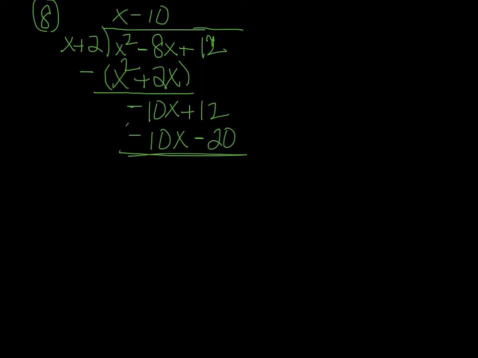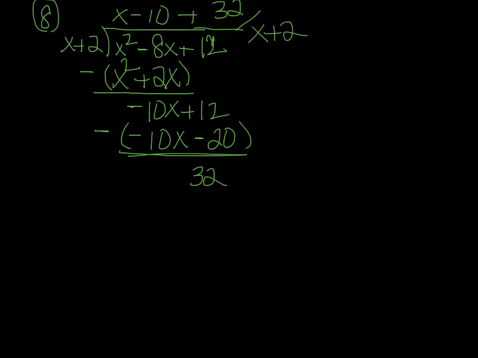So again, Mrs. Paris's kids, you may like to just change all the signs. I distribute the negative through, and either way you look at it, you get a positive 32. Now that's your remainder. So remember, when we have a remainder, you take that remainder and put it as a numerator, and you put it over what we just divided by.